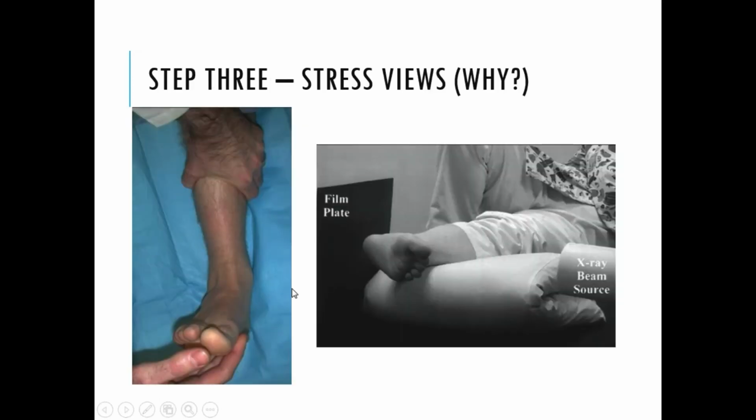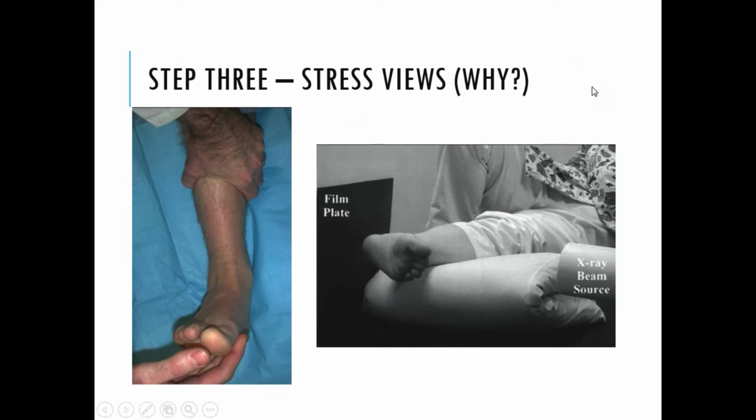Okay, so step 3. So we're doing stress views, and we established why. And does everyone need stress views, or who needs stress views? Do Weber A's need stress views? No. Do Weber C's need stress views? No, because you already know that Weber A's are going to undergo conservative management, Weber C's are going to undergo surgical exploration. Weber B's are the ones that need stress views.